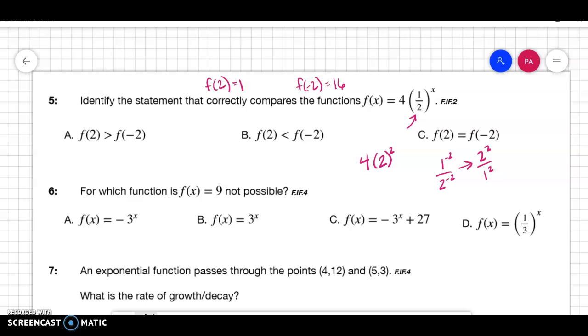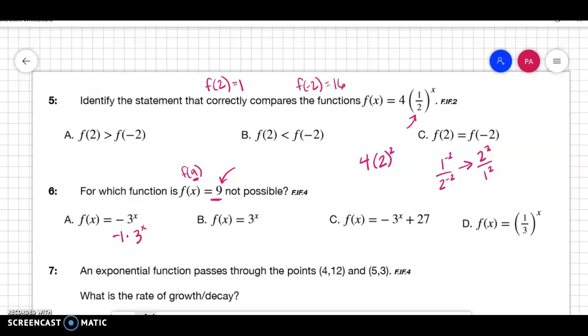Number 6. So this one was one of our lower scoring problems that we got. And I think it was just because, remember, it's not f of 9, right? F of 9 would mean when x is 9. But this is saying which one can you not have a result be 9, right? So, I mean, you could have plugged in numbers and tried it out, but basically, is there a way for this, if I have negative 1 times 3 to whatever power, it's always going to result in a negative.